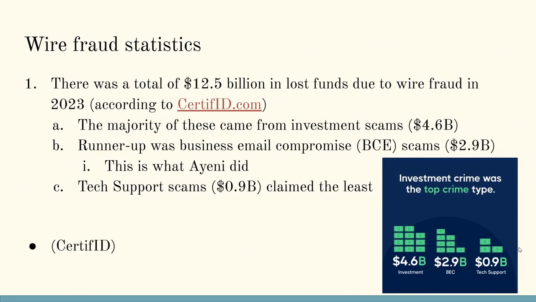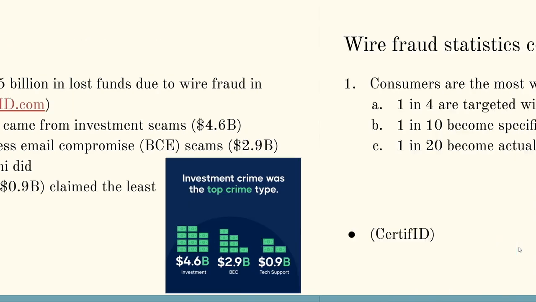Wire fraud statistics. There was a total of $12.5 billion in lost funds due to wire fraud in 2023. The majority of these came from investment scams, which made up $4.6 billion of that. The runner-up was business email compromise scams, which is what Ayeni did, and that made up $2.9 billion of that statistic, and tech support scams, which were $0.9 billion, claimed the least, although it still made the top 3 of these kinds of wire fraud.